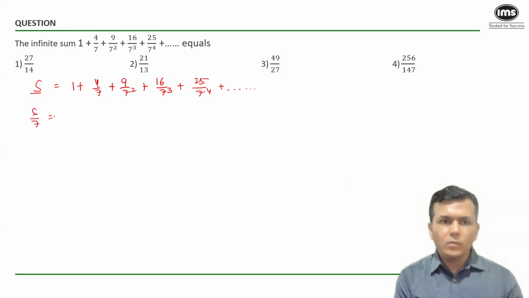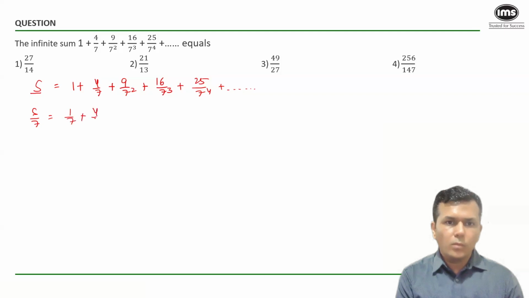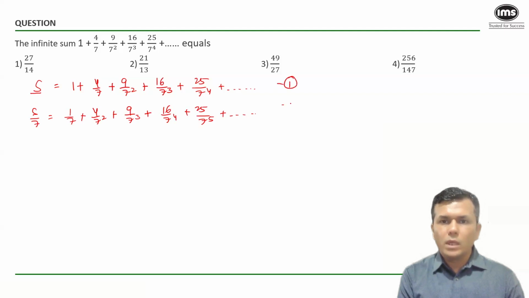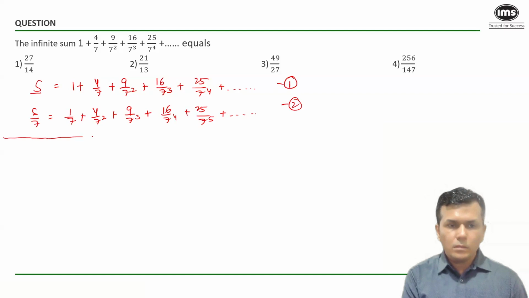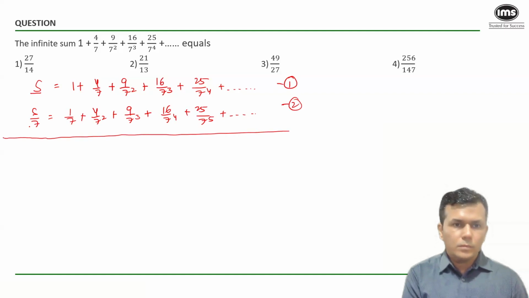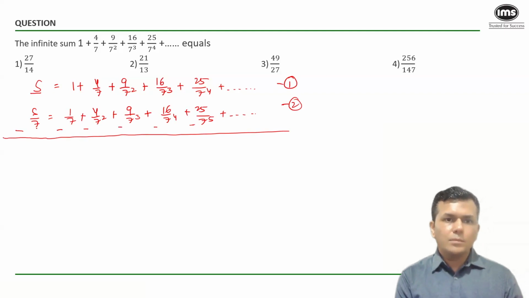I'm going to write another equation. So S upon 7 is equal to 1 upon 7 plus 4 upon 7 square plus 9 upon 7 cube, 16 upon 7 raised to 4, 25 upon 7 raised to 5, and so on. So I'm now going to take a difference of 1 and 2, that is 1 minus 2. So all these terms will be taken negative. Left hand side is S minus S by 7, which is nothing but 6S upon 7.